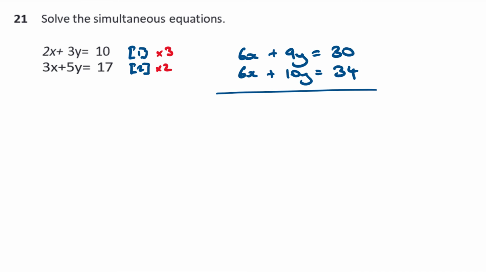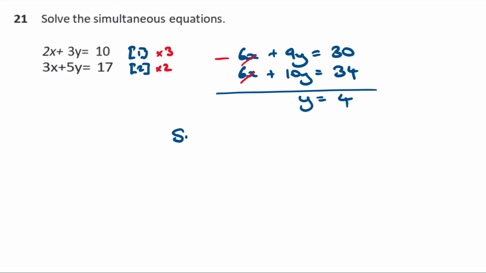If I did it the other way around, I'd end up with negative numbers, so I'm going to take the top one away from the bottom one. Okay, so 6x take away 6x, they're going to cancel each other out, aren't they, and disappear. 10y take away 9y leaves me with y, and 34 take away 30 leaves me with 4. So that means that y must be equal to 4. Okay, if I'd taken 10y away from 9y, I'd end up with negative numbers, so I didn't want to do that. Okay, so now I've got y is equal to 4.